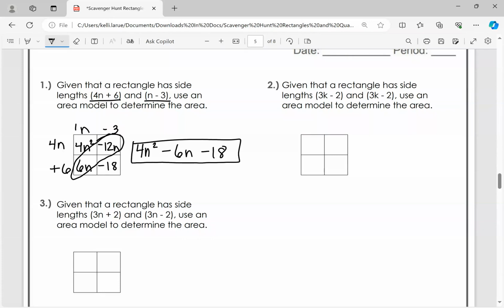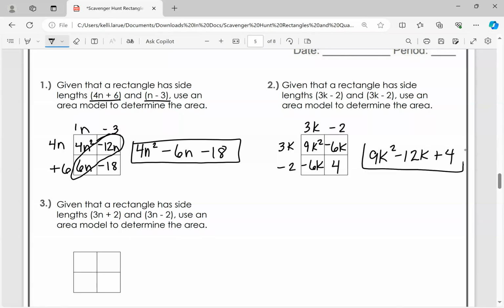Okay, let's look at number 2. Here our side lengths are 3k minus 2 and 3k minus 2. So this is actually a square. So 3 times 3 is 9. K times k is k squared. 3k times negative 2 is negative 6k. Negative 2 times 3k is negative 6k. And negative 2 times negative 2 is positive 4. So the area of this certain figure is 9k squared minus 12k plus 4. And I just added up all my terms inside of the model.